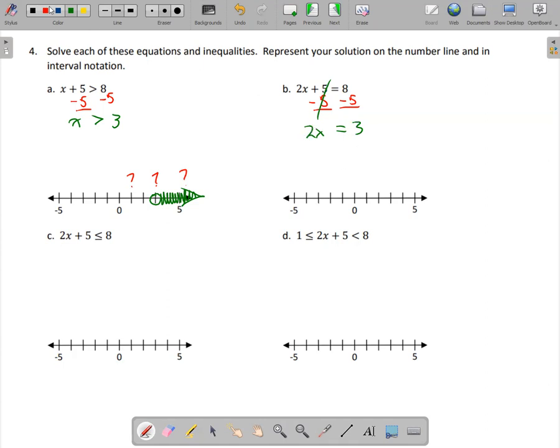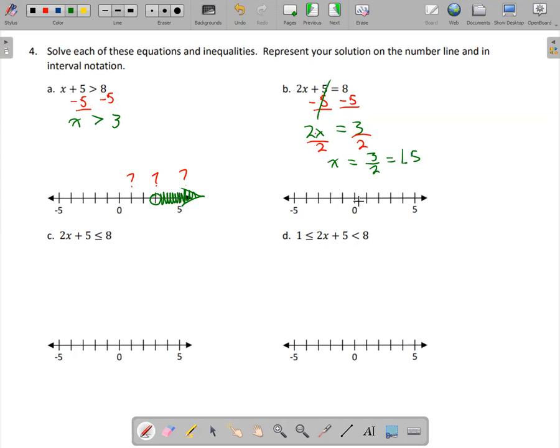And then to get rid of a multiplication, we divide. 2 divided by 2 is 1x, or just x. And on the other side, 3 halves, that's an okay number. You could call it 1.5 if you plugged it into your calculator. I'm going to write 3 halves. I'm also going to write equals 1.5. Either one is an acceptable answer.